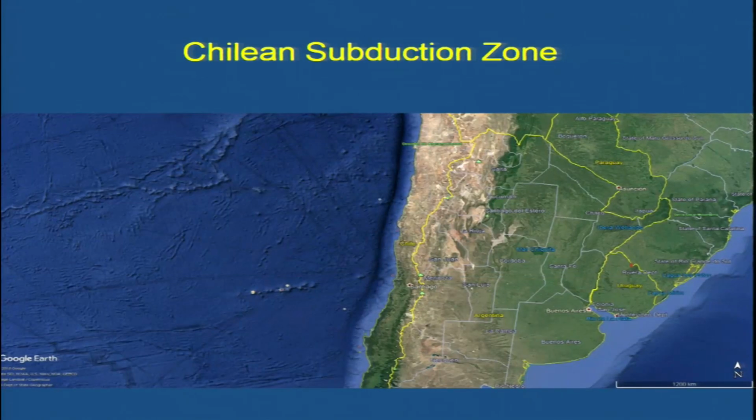Similarly, the third one is the Chilean subduction zone. Here you can see countries like Chile, Santiago, Argentina, and all these South American countries, and this line, which is very prominent on this image, this is the subduction zone. So this is called the Chilean subduction zone. This was responsible for one of the largest magnitude earthquakes in history.